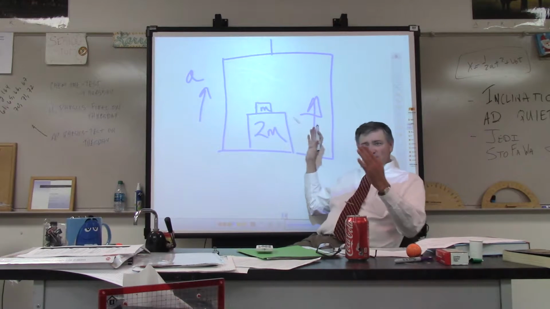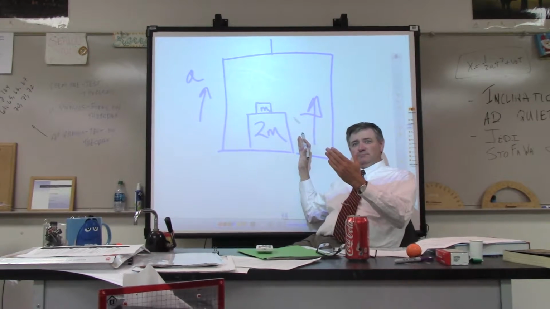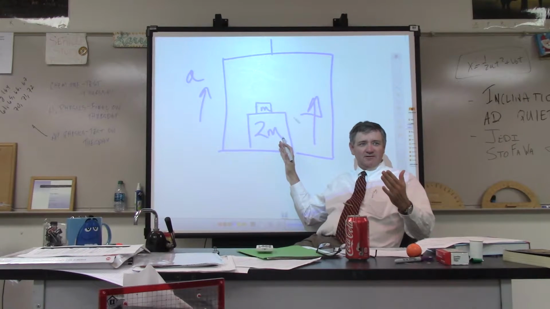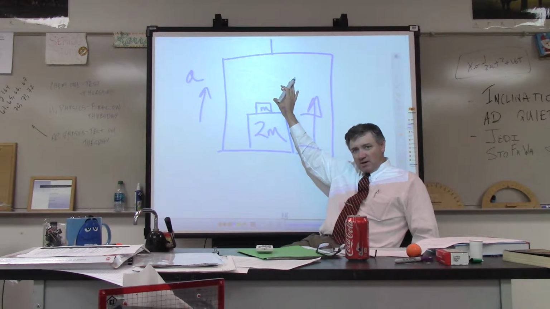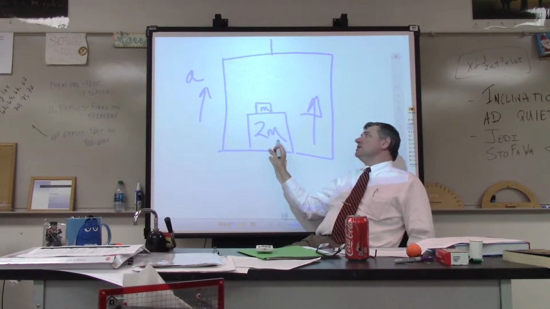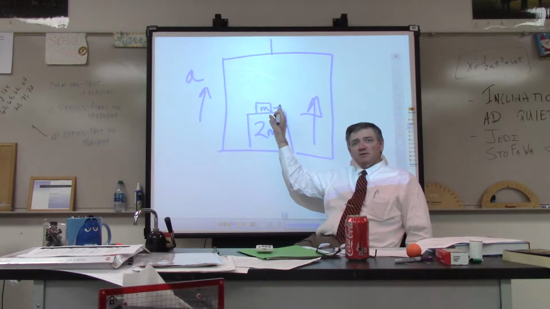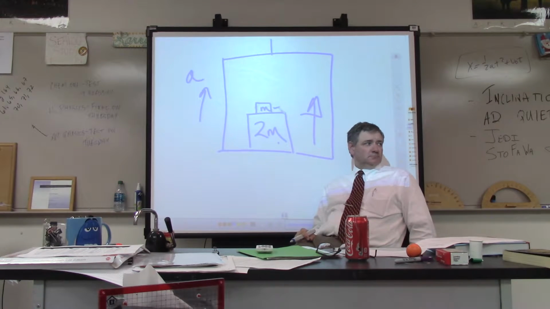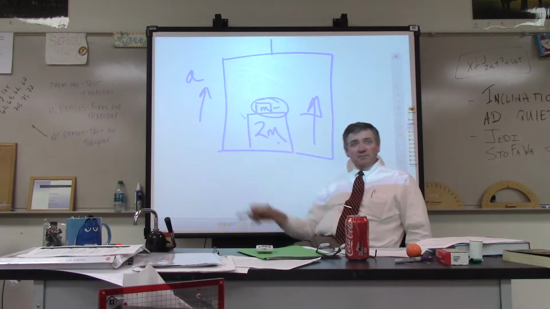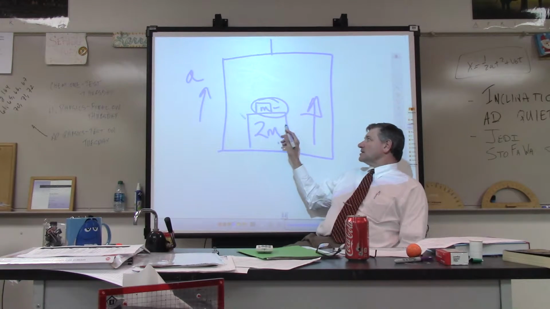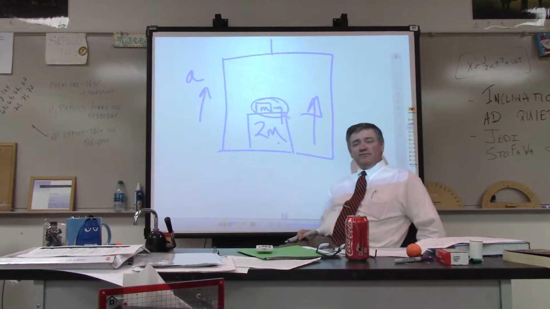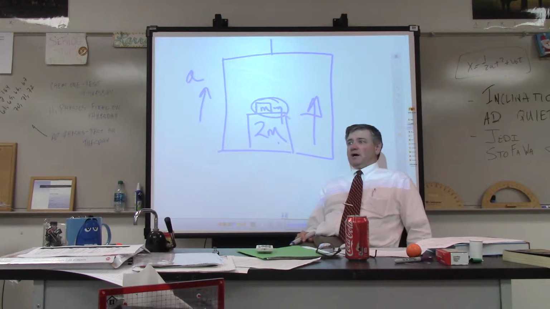So visualize this elevator. It's accelerating upward. This whole thing is accelerating upward. So here's my question. Does the 2m box exert a force on the m box? Yeah, because if it didn't, what would the m box do? Fall. It wouldn't accelerate. So the 2m box has to exert a force on the m box.